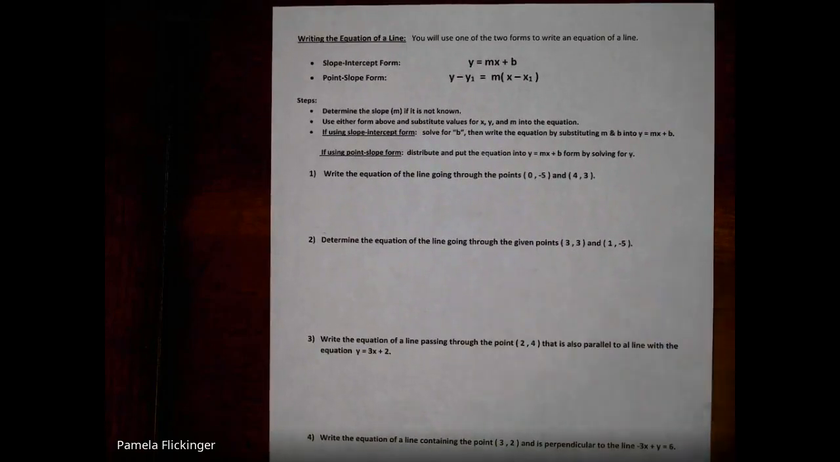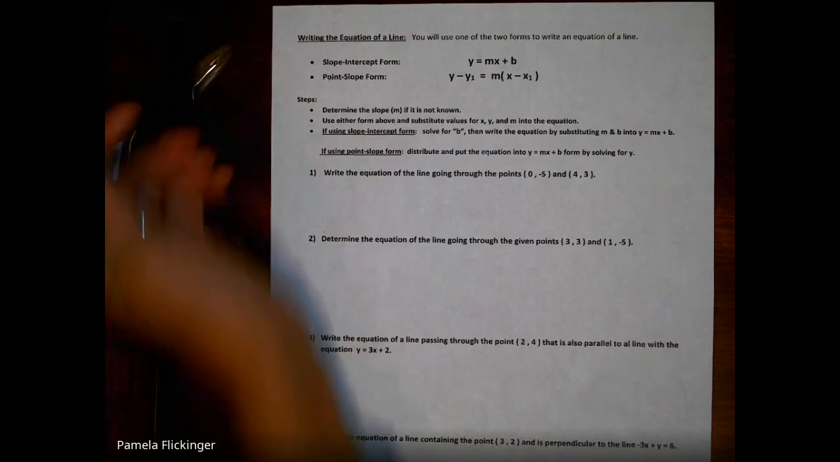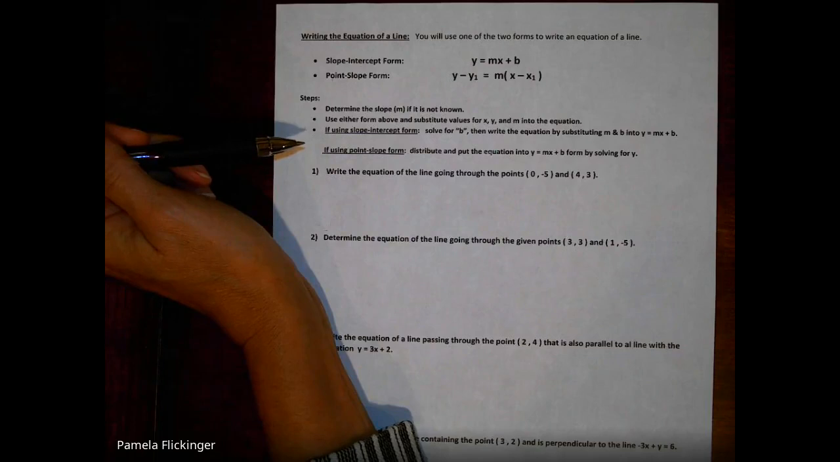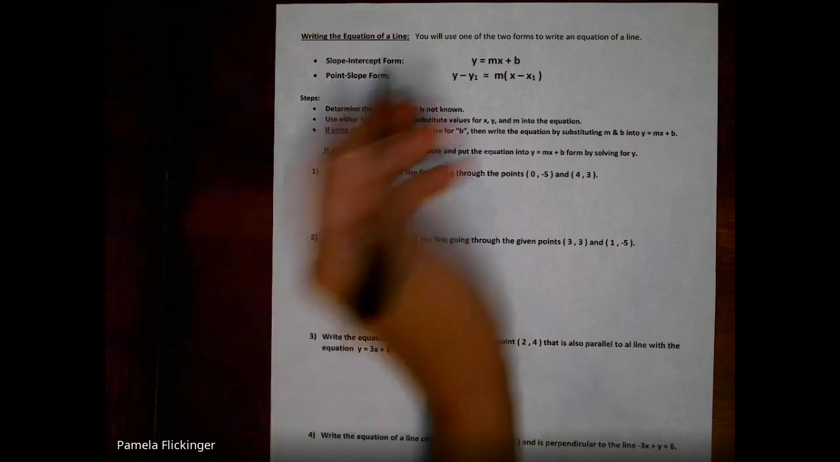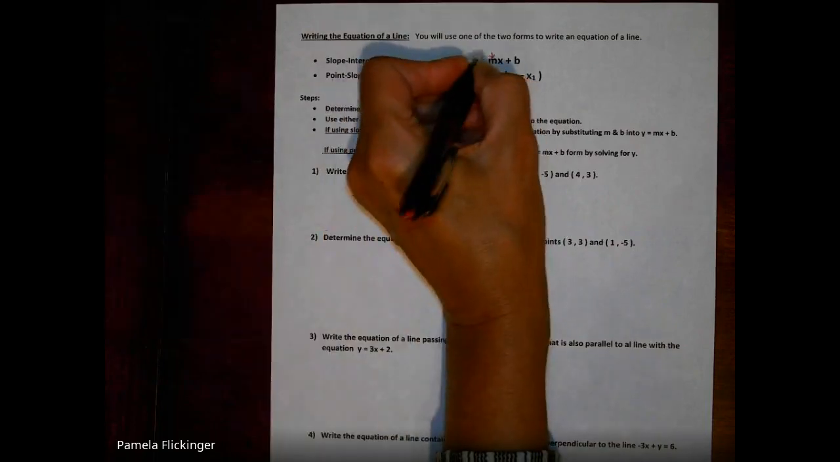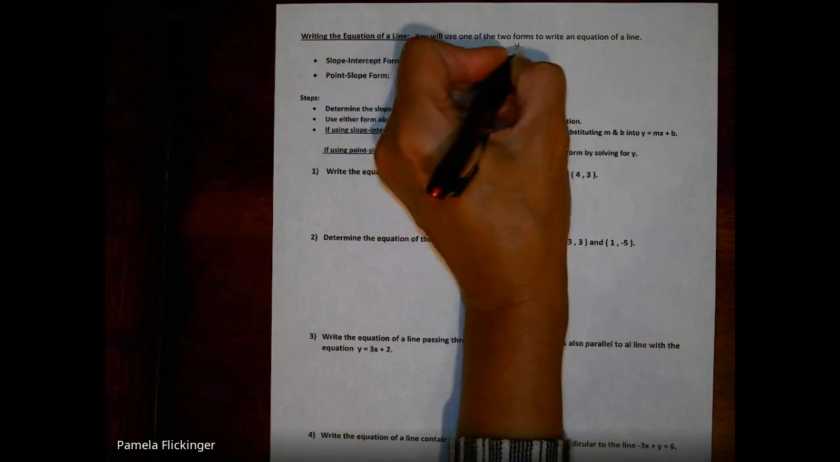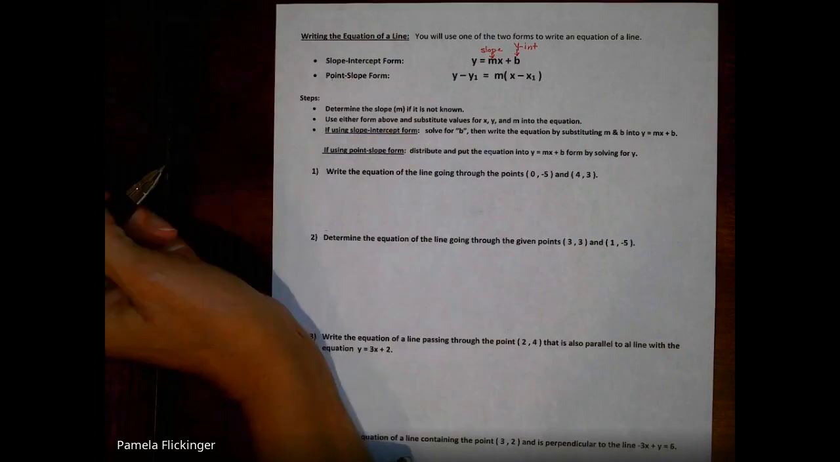Now, there's 2 forms that you can use to write an equation of a line. The first one is what we call slope-intercept form. That's the y equals mx plus b. All right, because we've already talked, m is your slope, and b represents the y-intercept. All right, so those are the 2 things that we need to know in order to write that equation.